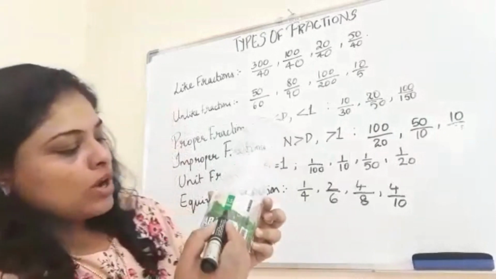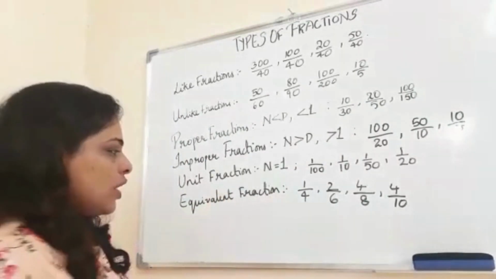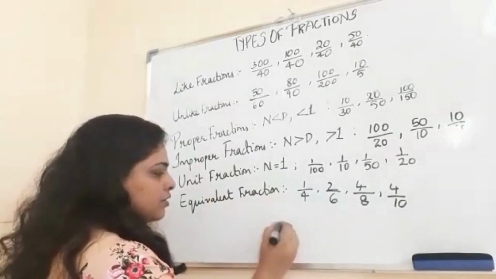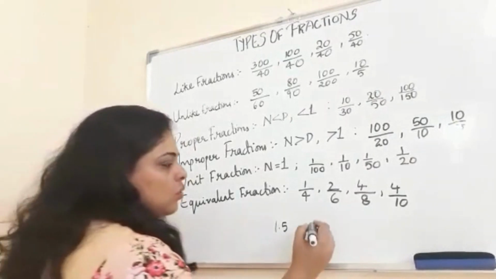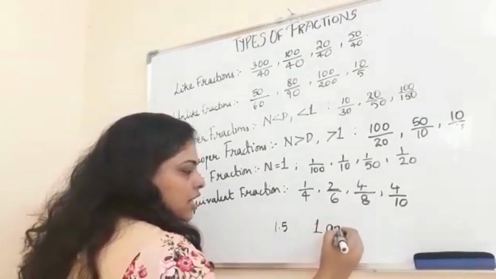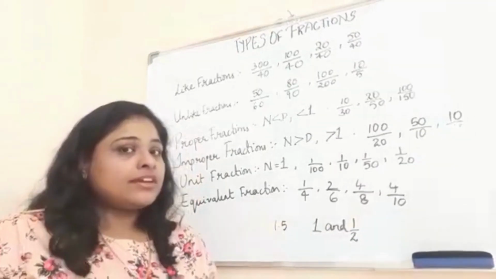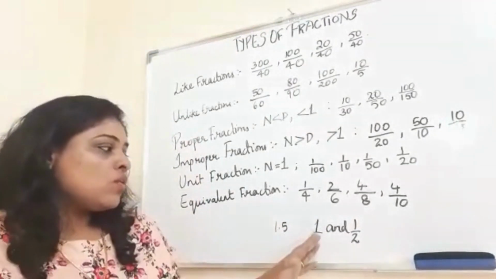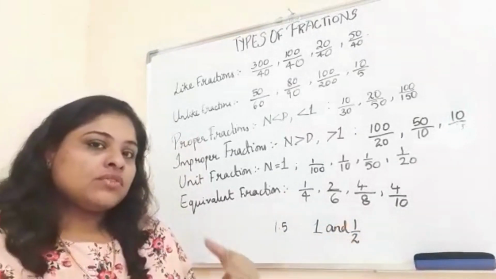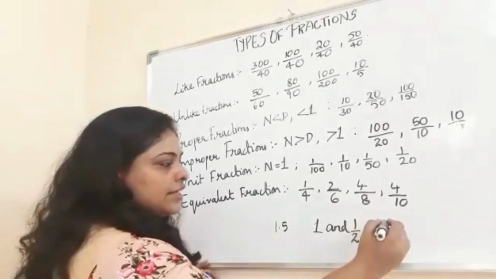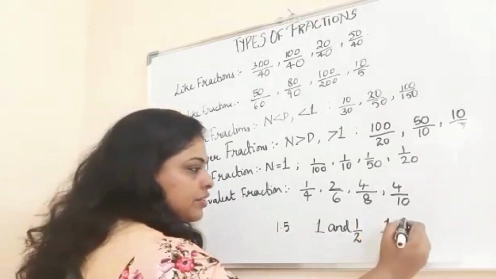I have an empty water bottle in my hand. This is 1.5 liter. If you can see, it's 1.5 liter. How do I convert 1.5 liter into fractions? We can also express it as 1 liter and half a liter. I drank 1.5 liter of water. When it comes to fraction, we write it as 1 in between, and then half.